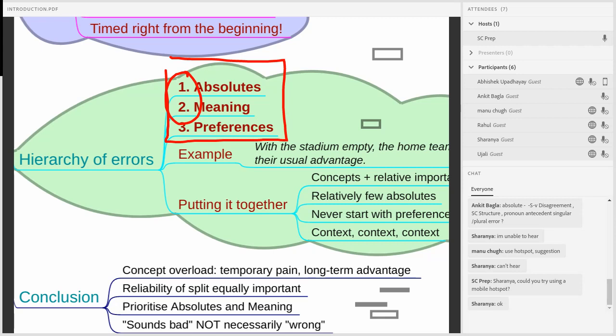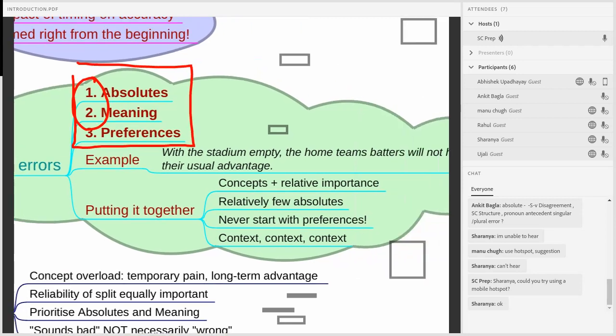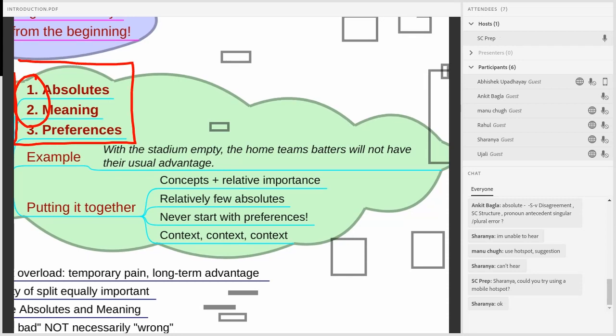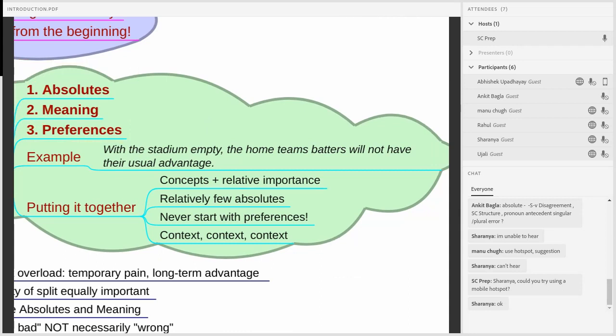All right. Now, let's take a quick sentence. You see the sentence next to the word that's written, example. Take a second, read that sentence, please. Now, let me read it along with you. With the stadium empty, the home team's batters will not have their usual advantage. Now, unmute your mic when you're ready and tell me. The sentence is wrong. What's wrong with the sentence? Just one thing. You can say only one thing. What's wrong with it?